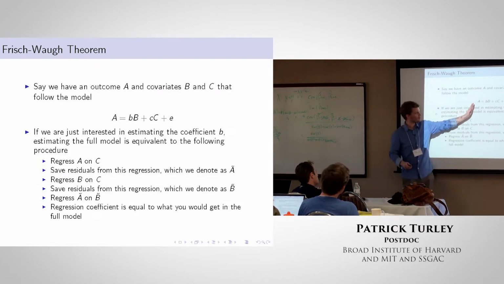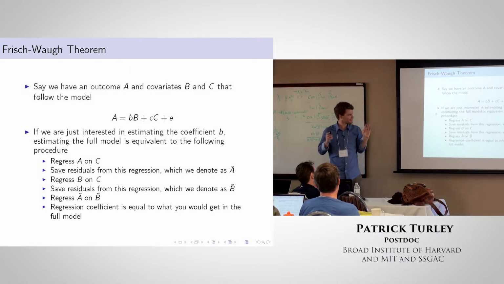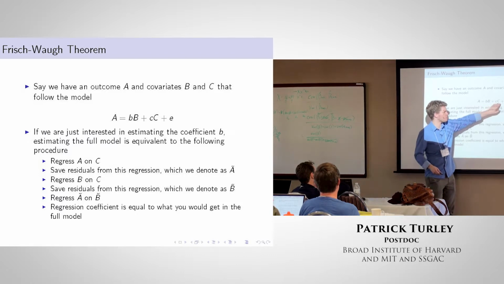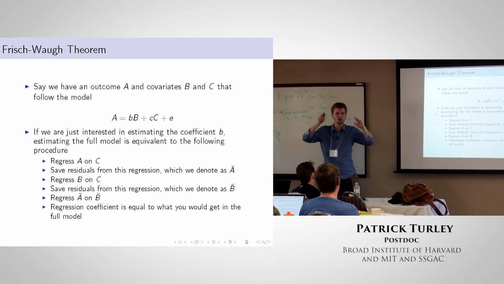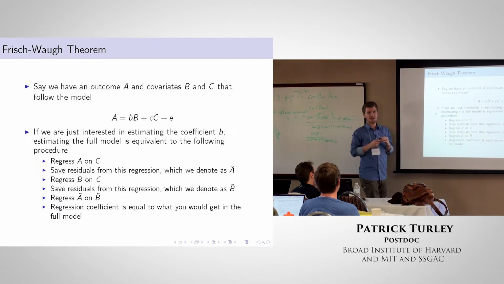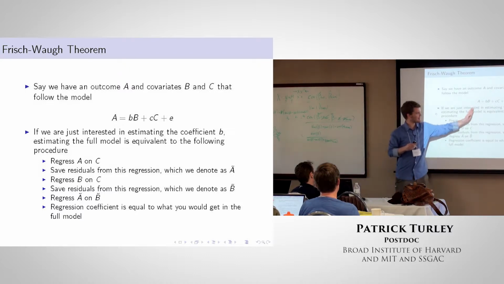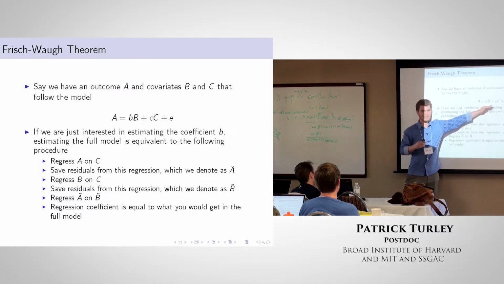First, we could regress A on just C, so we're doing a simple regression of A on C, because we're going to omit B, and take the residual of that. So now we have A tilde, which is the residual from that regression. Then I'm going to regress B on C and take the residual from that, so now we have B tilde. And then I'm going to regress the residual of A onto the residual of B.